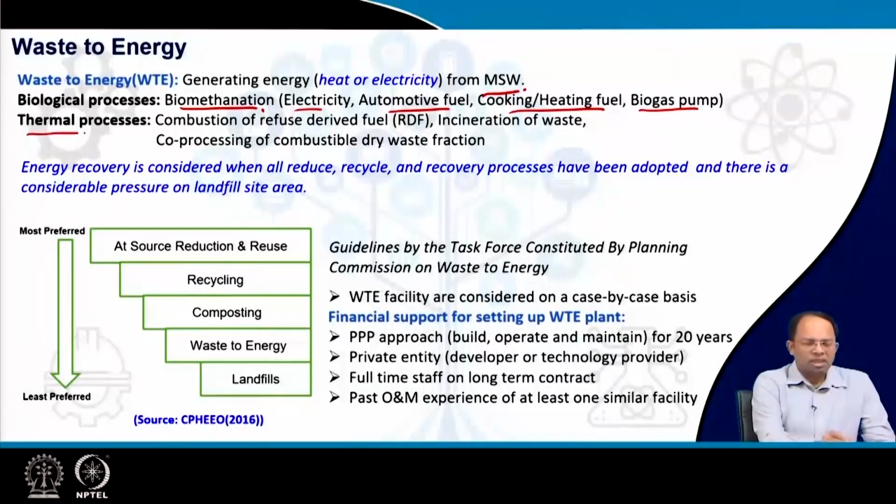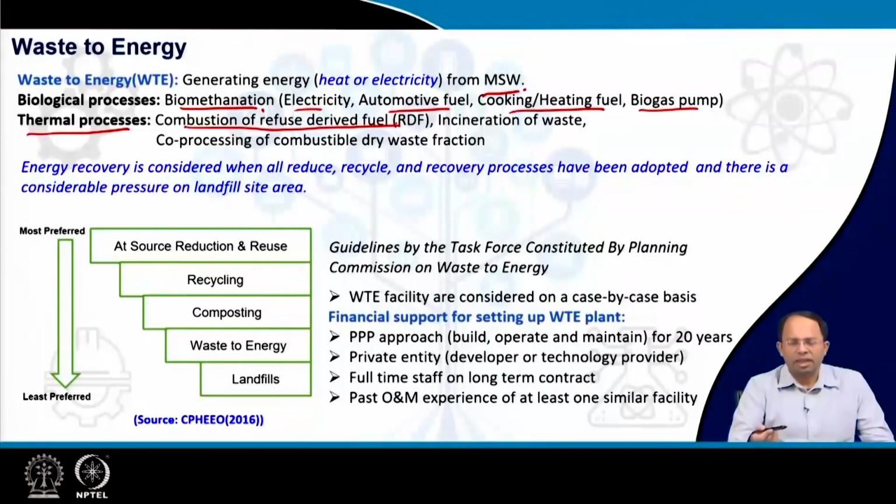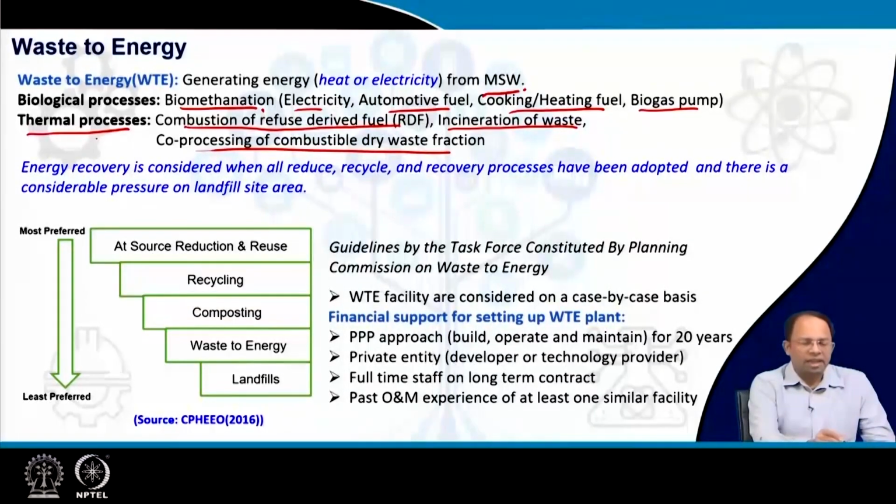The thermal processes of waste to energy are either via combustion of refuse derived fuel. First, we have to produce refuse derived fuel and then we can burn it to generate energy. Then there is direct burning of waste, incineration of waste, and there are different techniques for that. Then co-processing of combustible dry fraction. So, these are the different ways we can generate energy from waste.